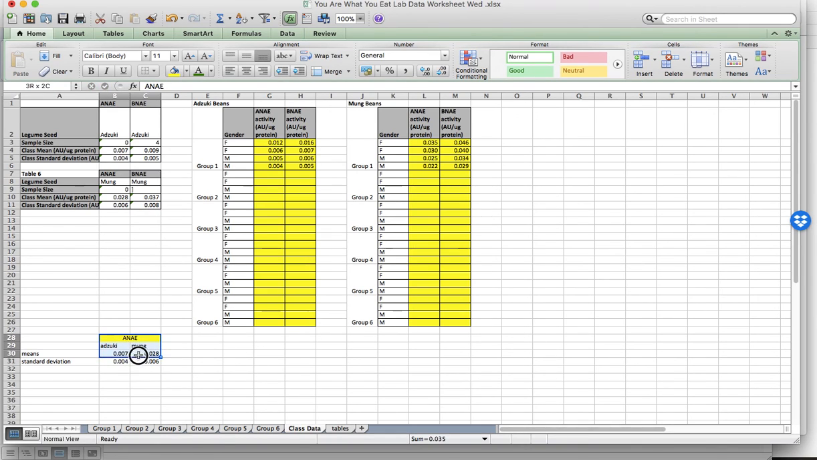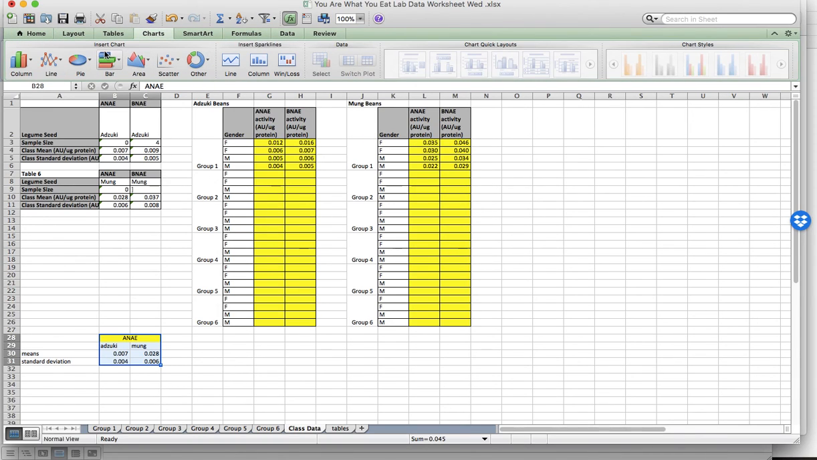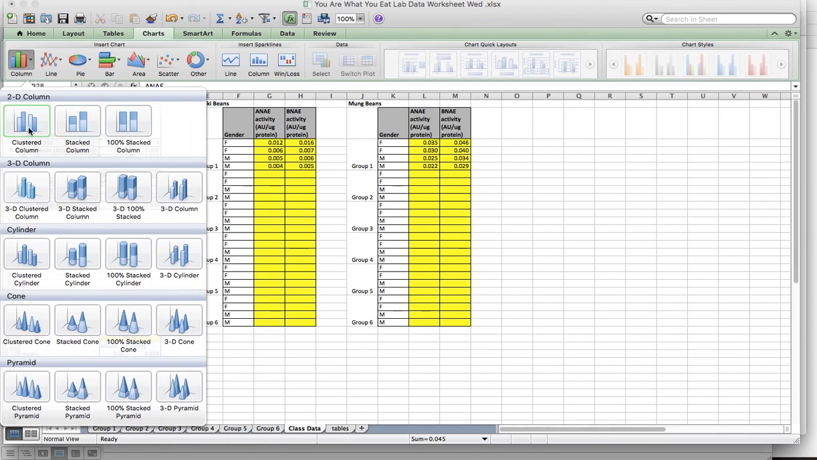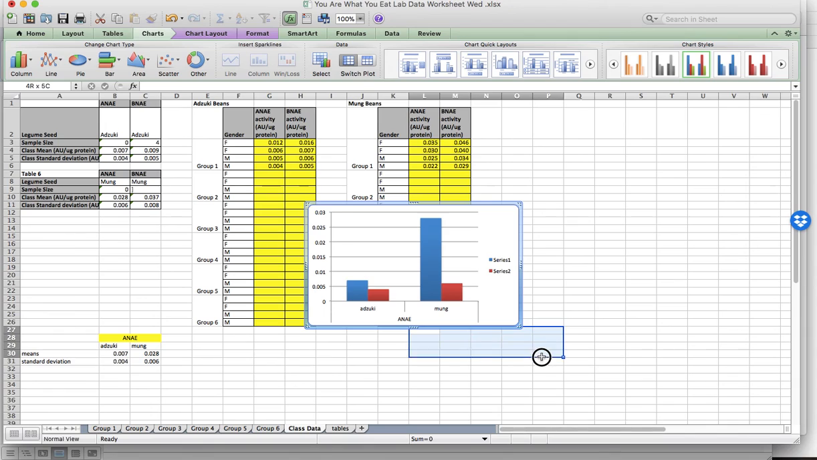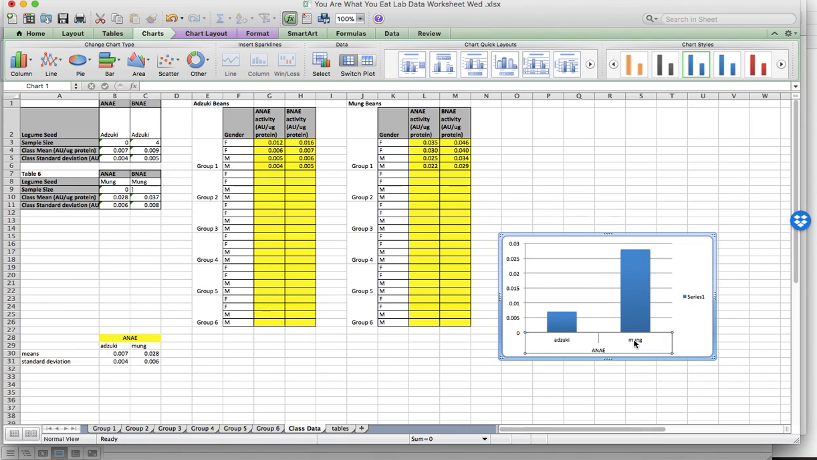Now we want to plot this. So you want to select all of that, and go to charts, and we want, let's see, a column graph, which is right here. So we want a regular column graph. Okay, so you know what? I apologize. So do not select the standard deviation yet, just the means. So you should get a graph like this. So this will show you the means in bar graph form.